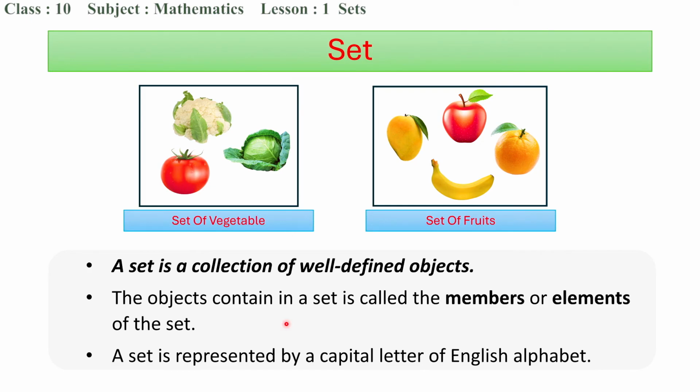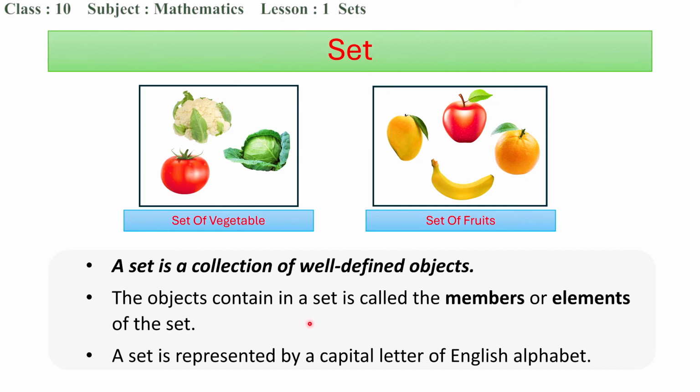And in the set of vegetables, cauliflower, cabbage, and tomatoes are called what? These 3 are the members of the set of vegetables. So we can say that the objects contained in a set are called the members, or the elements, of the set. Similarly, in the set of fruits there are mangoes, apple, orange, and banana. So these 4 are the elements or members of this set.